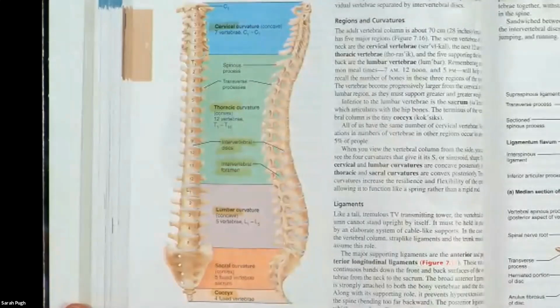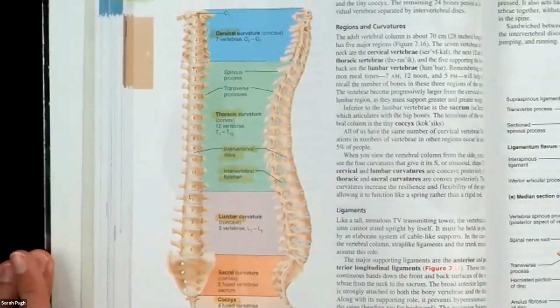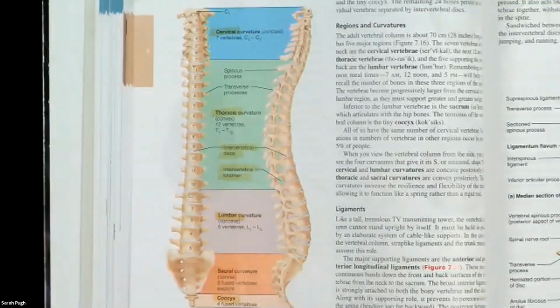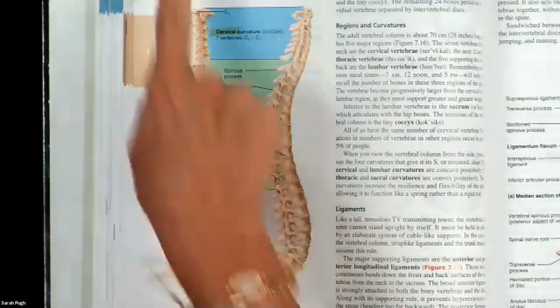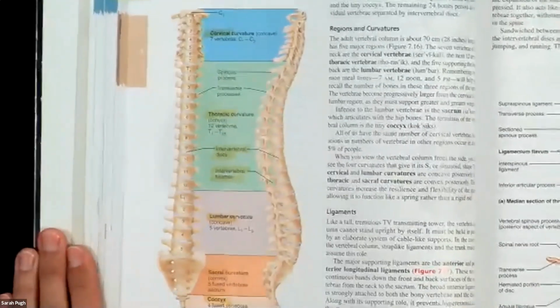So now, I'm sorry I'm flipping all over the place. I'm just trying to keep us consistent with the lab PDF. So we've done the skull. I'm flipping back now, and I'm on page 218 of the hardback book. It is section 7.2 in the e-text. So we're in the vertebral column.